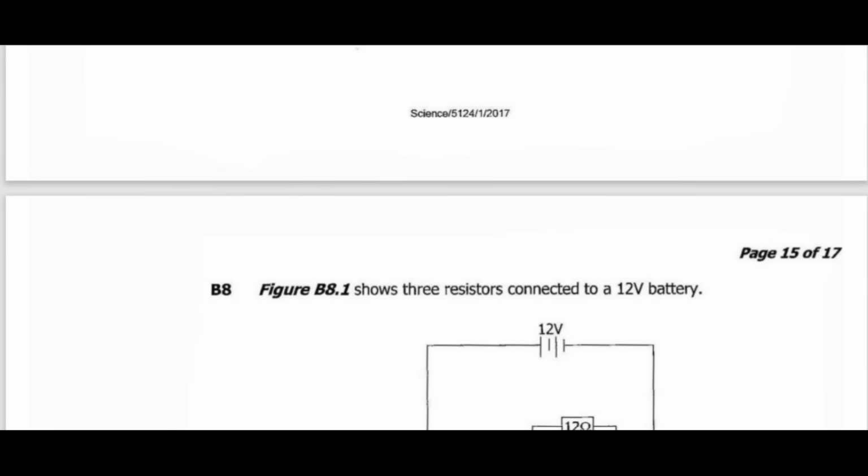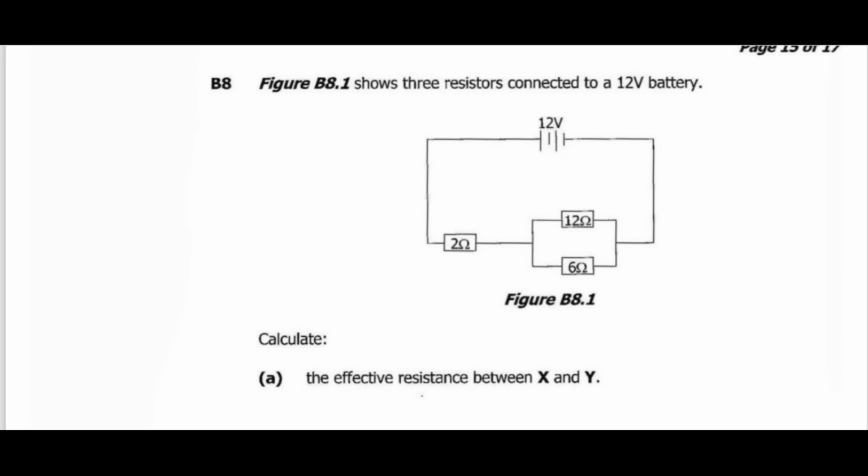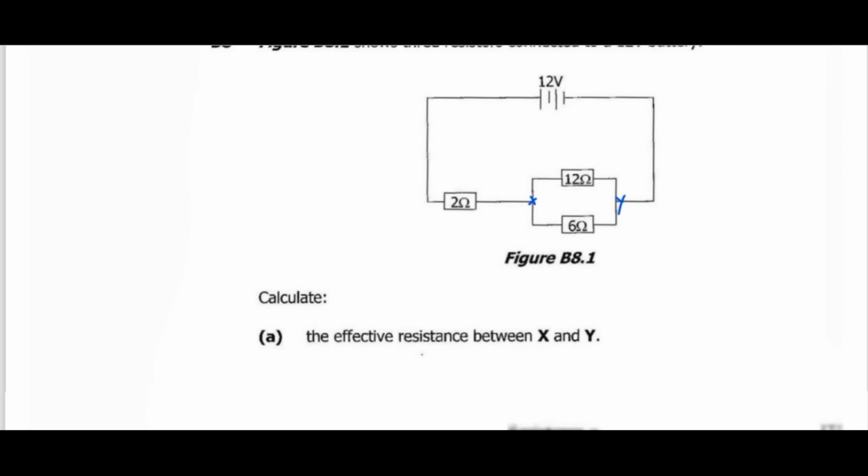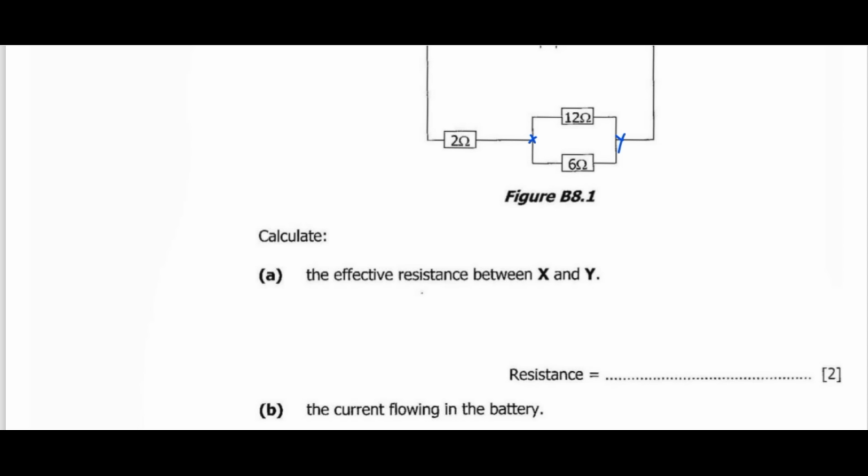Okay, so we move on to question 8 here. Question 8, figure B 8.1 shows 3 resistors connected to a 12 volts battery. Calculate the effective resistance between X and Y. So I'm sure the X should be here and Y should be here. We can see that we have these two resistors that are connected in parallel, and the formula for total resistance is 1 over RT is equal to 1 over R1 plus 1 over R2.